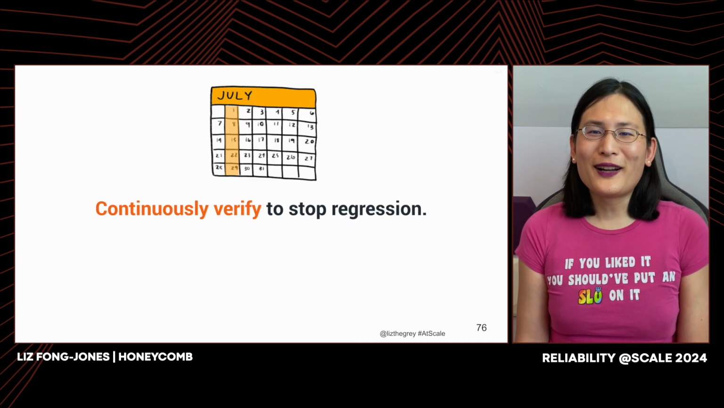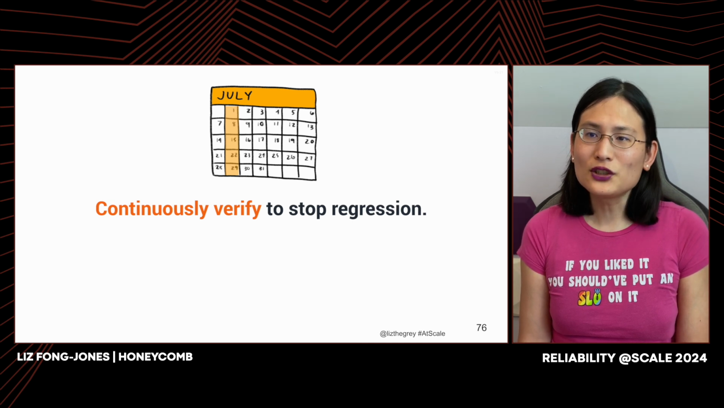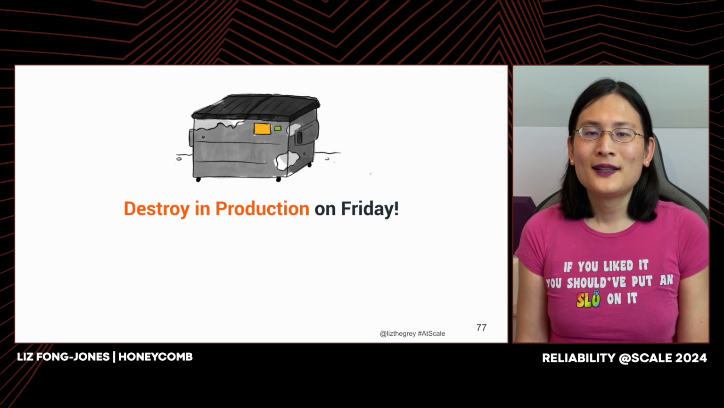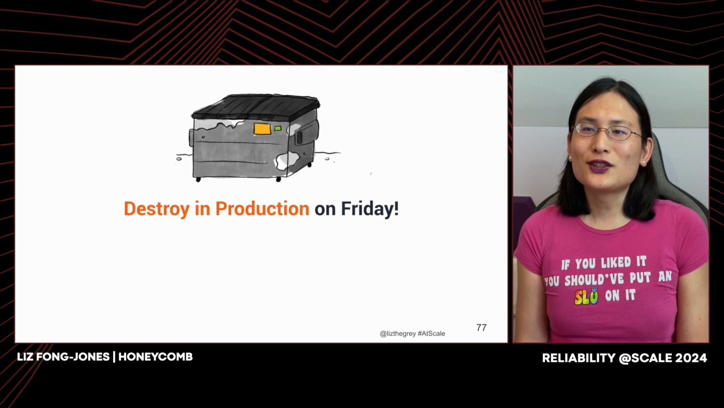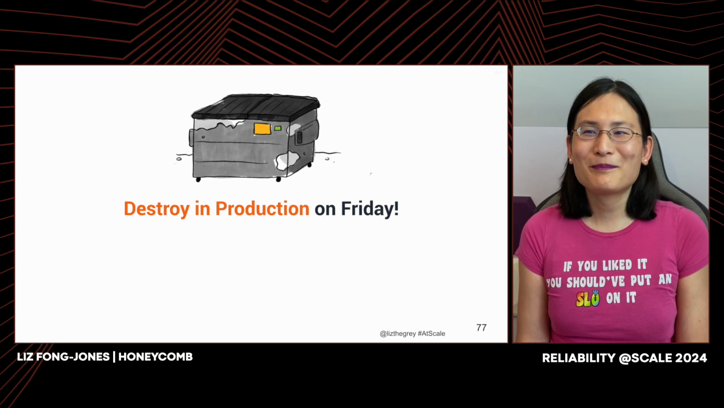Well, one way of verifying this assumption is to actually continuously verify, to run destructive experiments, not just on one node, but on all of the nodes in an availability zone. So this is what we did recently. We recently used Amazon's fault injection service to not just test in production, but destroy in production on a Friday.